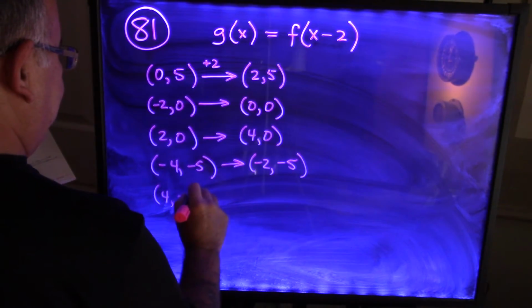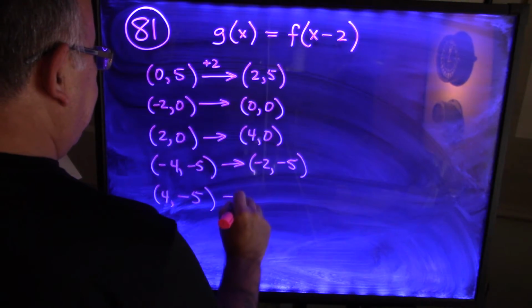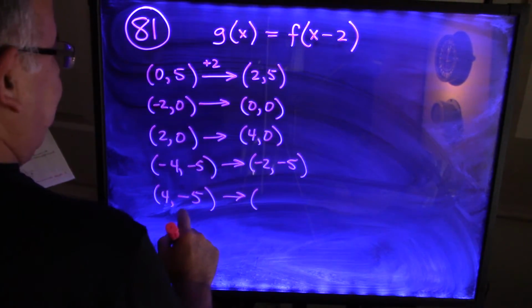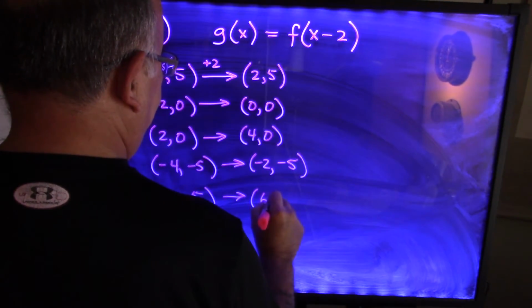negative 5. The shrimp is burning. Let's hurry. You get 4 plus 2 is 6, so 6, negative 5.